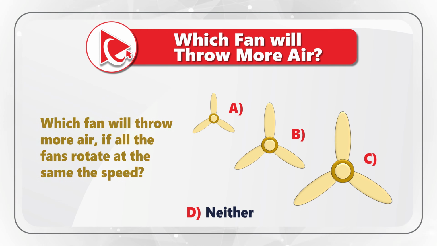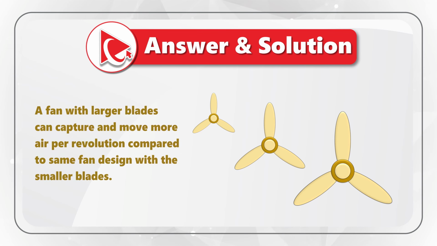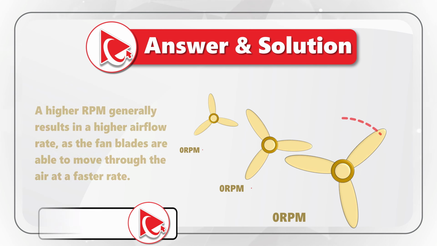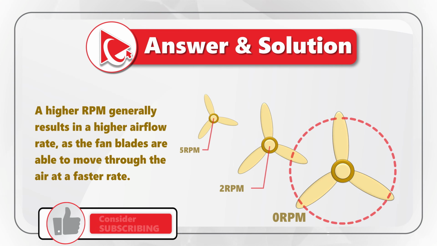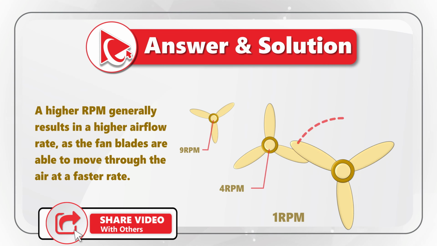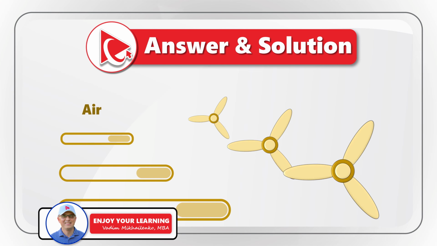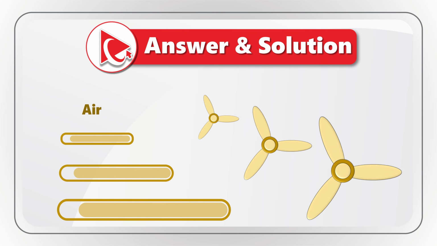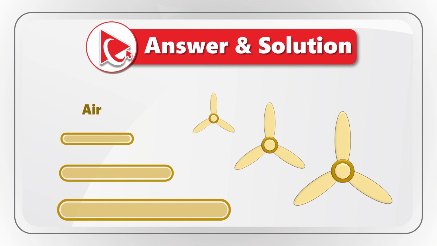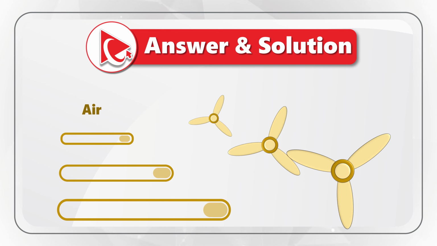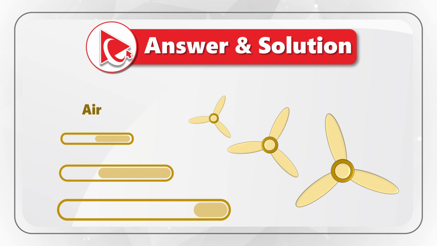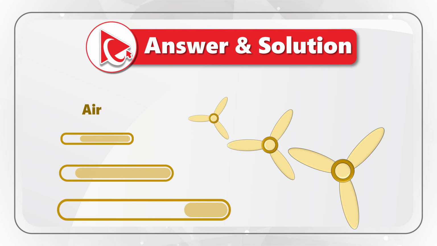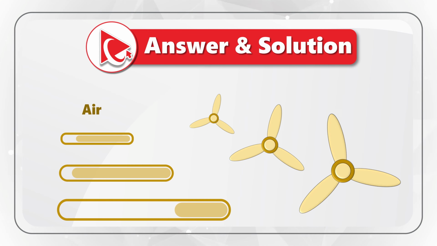As you might be well aware, there are two key factors that help determine the airflow rate. The first one is the size of the fan's blade, and the second one is the rotational speed of the fan, which is measured in RPMs, which stands for revolutions per minute. A fan with larger blades can capture and move more air per revolution compared to the same fan design with smaller blades. And this is exactly what we're dealing with here in this question. In addition, the rotational speed of the fan affects the airflow. A higher RPM generally results in a higher airflow rate as the fan blades are able to move through the air at a faster rate.